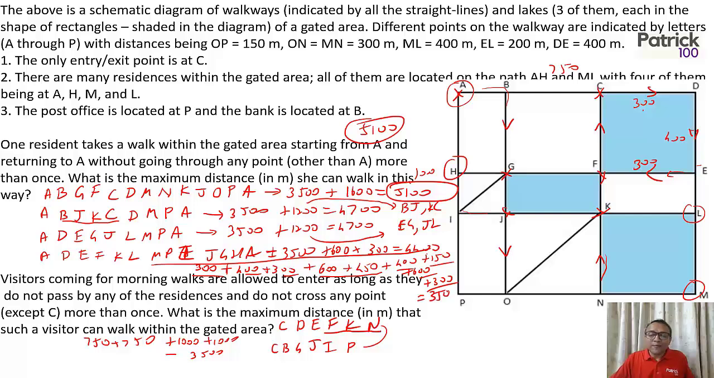So you'll get 3500. Either you add all this or you can make out that horizontal and vertical you're covering twice in the whole distance when you're traveling. So total distance becomes 3500. That is the answer here, right?